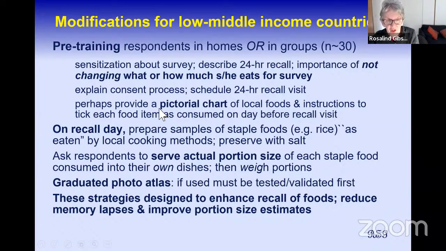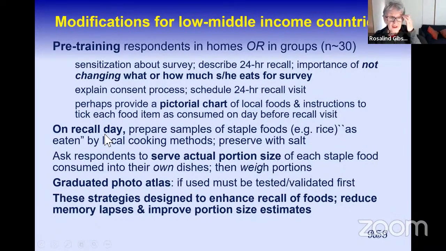And if you decide to use a pictorial chart, emphasize to your respondent that the items on the chart are just examples of items that they may be consuming during the 24-hour recall period, but they are not ones that they should be consuming.